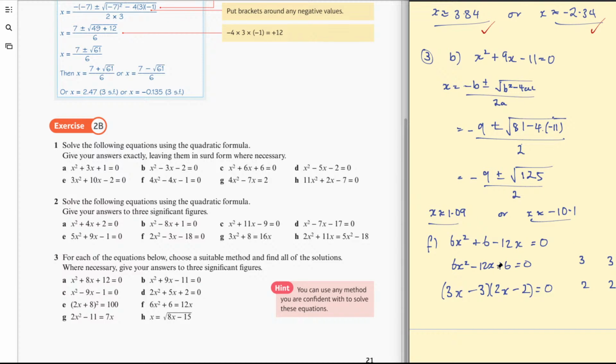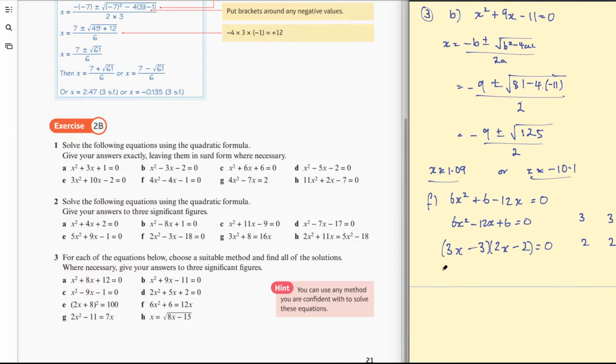Great, and then we can say the solutions are, well, 3x take 3 equals 0, so x equals 1, or 2x take 2 equals 0, so x is also going to equal 1, so we only get one solution for this one. That's interesting.